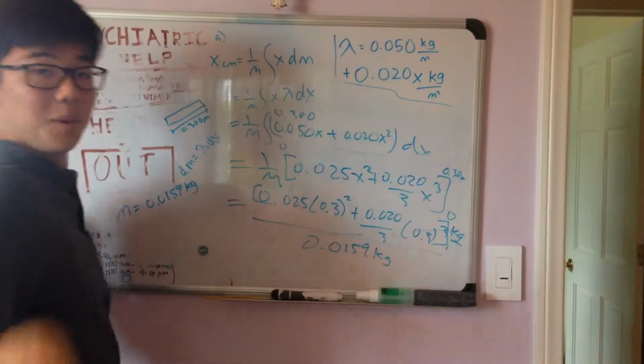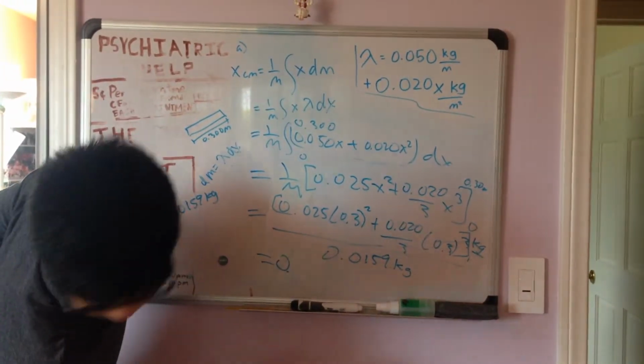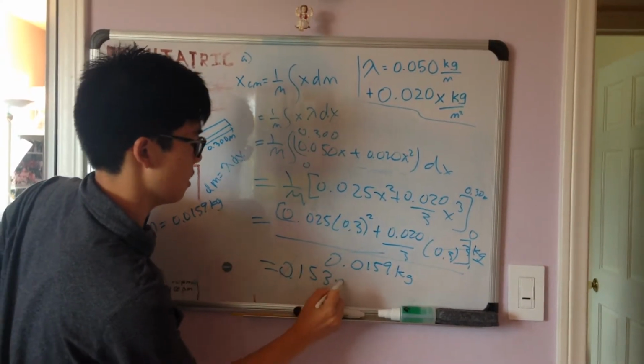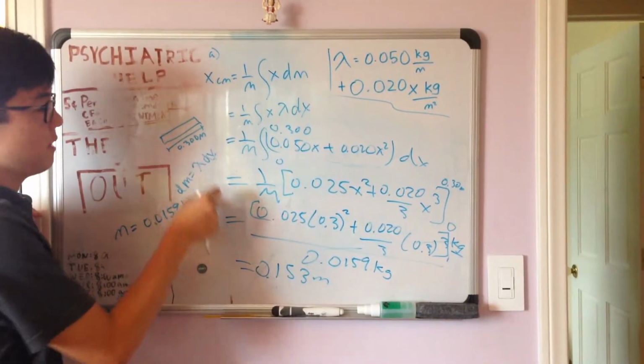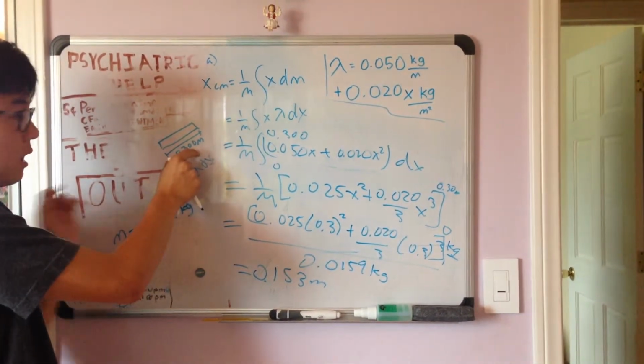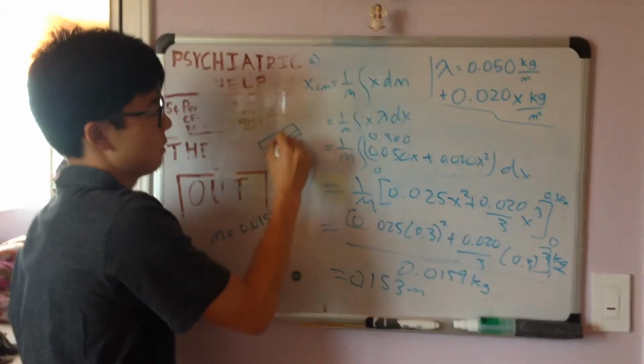Your answer will be in meters, and our answer will be 0.153 meters, which means that our center of mass is 0.153 meters away from the left end of the rod, which is x equals 0. So it'll be like around here.